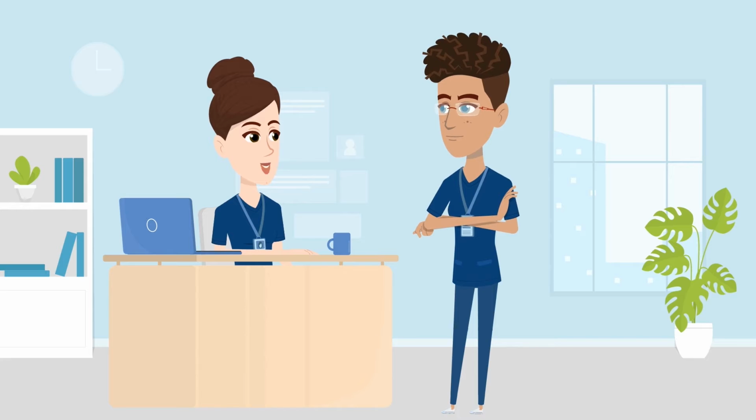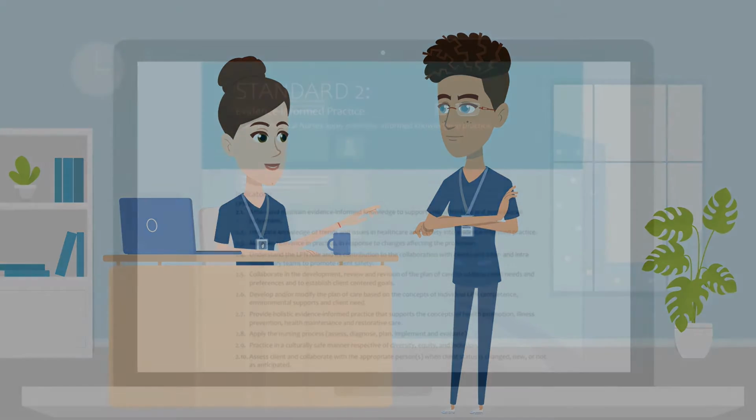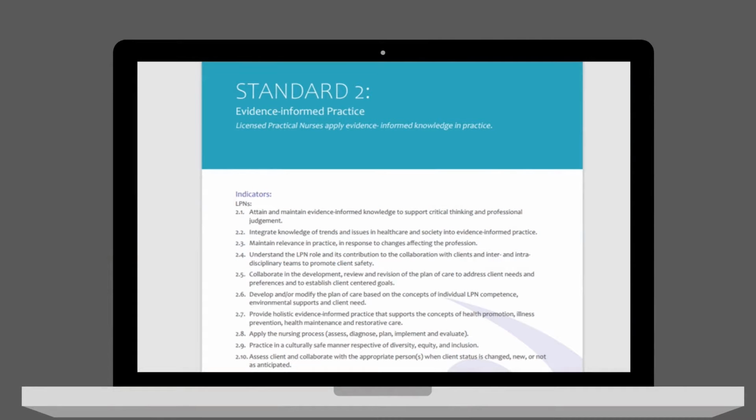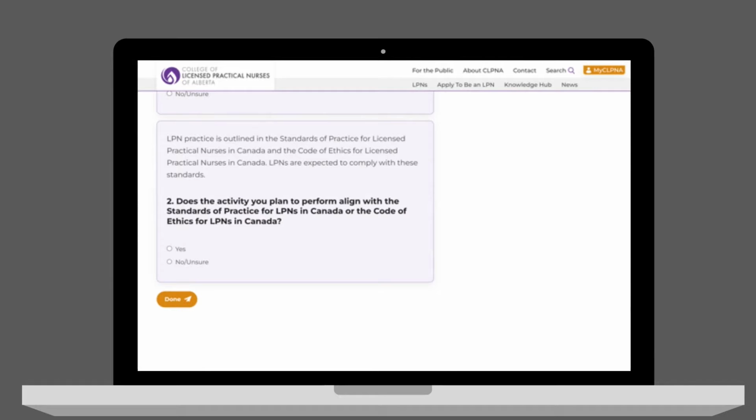Let's look at the standards of practice a little closer. Do any of the standards or indicators align with this task? Maybe 2.2, evidence-informed practice? Is that the right answer? There's actually more than one right answer. I think 2.2 works for this situation. I can see a few others that might work as well. Either way, the answer to question 2 is also yes.